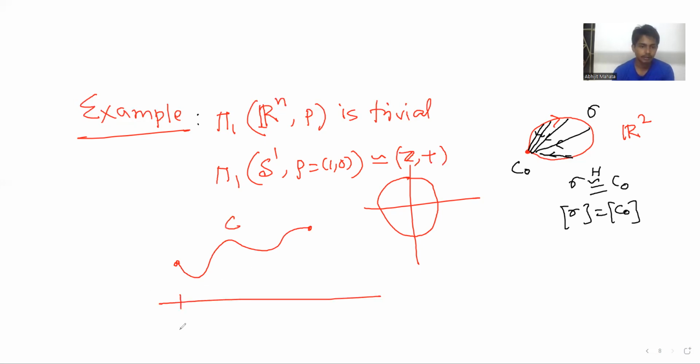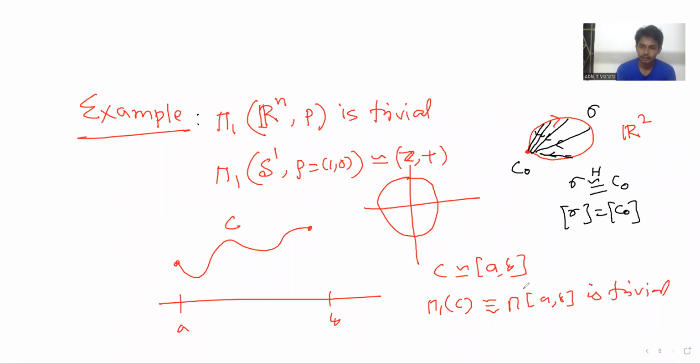Just some interval (a, b), right? So the curve is homeomorphic to the interval (a, b). So the fundamental group of this is isomorphic to the fundamental group of the interval, and intervals are convex. So basically pi 1 of (a, b) is trivial. So it is clear that the fundamental group of this type of image is trivial.